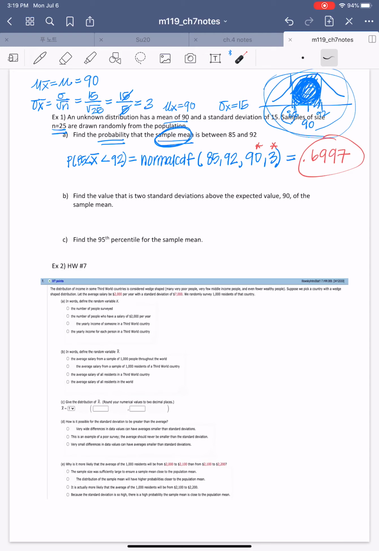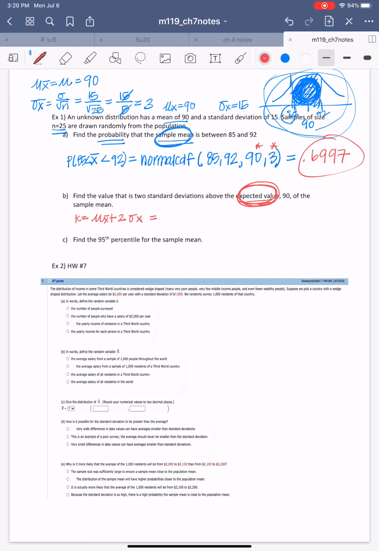Let's try part B. Find the value that is 2 standard deviations above the expected value. So I'm looking for K. Remember expected value from chapter 3? Another word for expected is mean. So basically whatever mean I have, I am adding two standard deviations above. All right, so that's it.